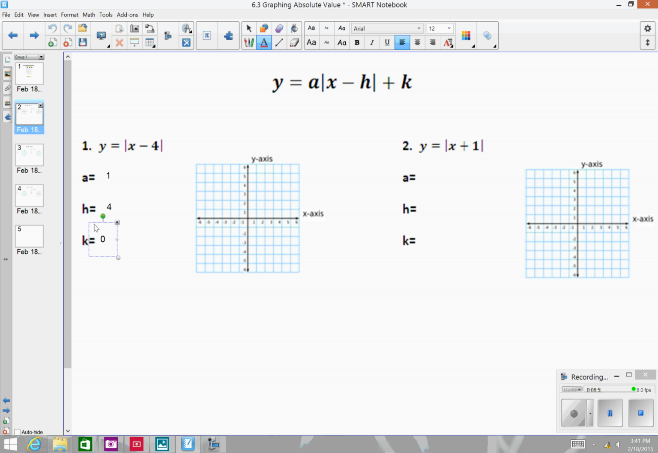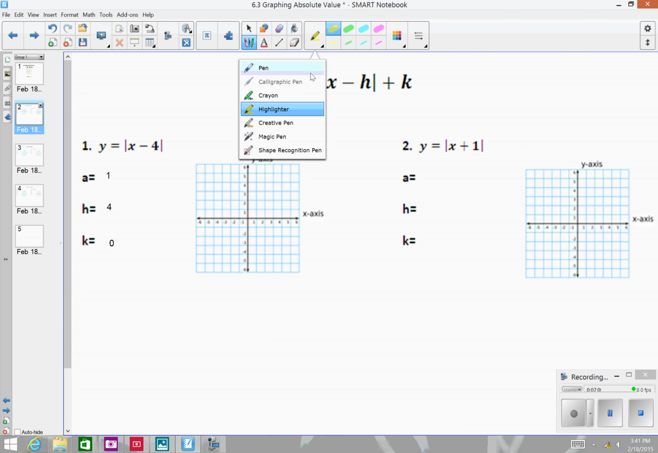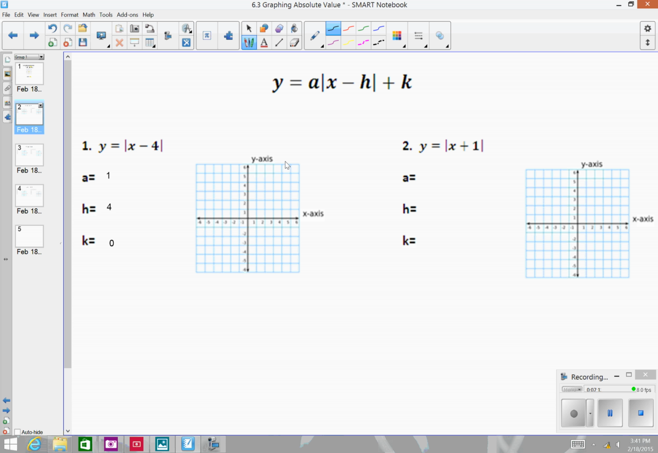Okay, now in this case, our vertex is going to be H comma K. And H comma K in this case is what comma what? It is going to be 4 comma 0. So the first thing I want to do is plot that point. So if I was going to plot 4 comma 0, 4 comma 0 is right 1, 2, 3, 4, comma 0 is right there, right?